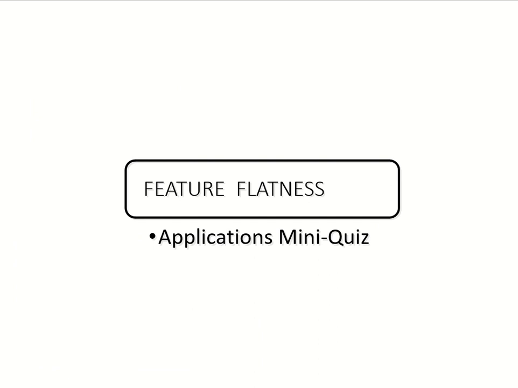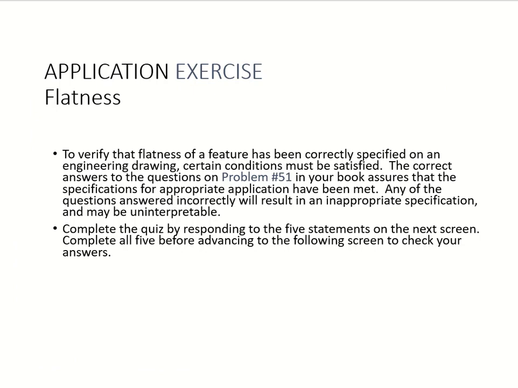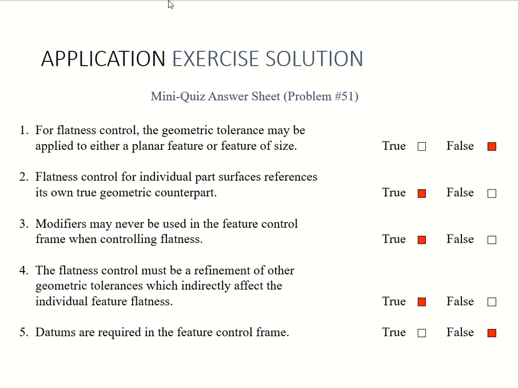All right, then we'll get into a little mini quiz from your textbook, which is problem number 51. Again, I'm not going to read this for you. This is your homework and you have to do it. And here is your answer. Don't just copy the answer, by the way. You have to struggle to do it by yourself. Again, they're writing about the same thing: modifiers, flatness control, and feature of size.